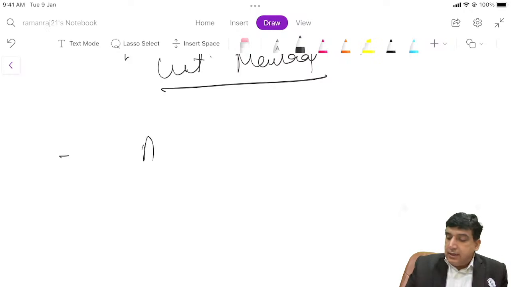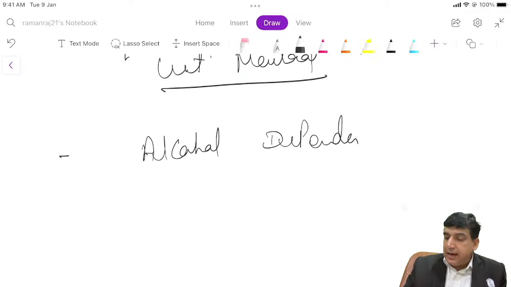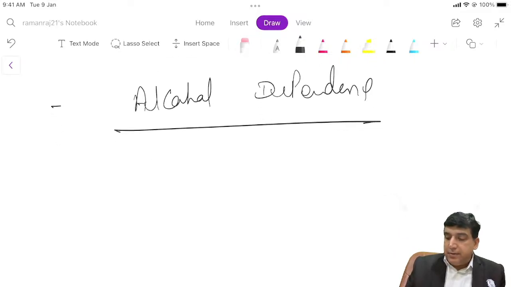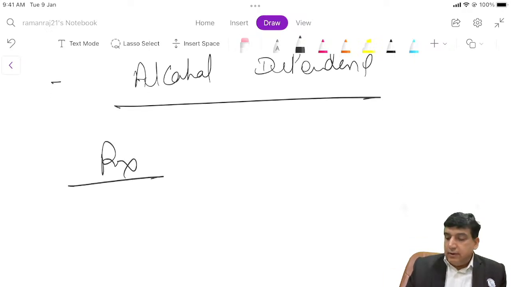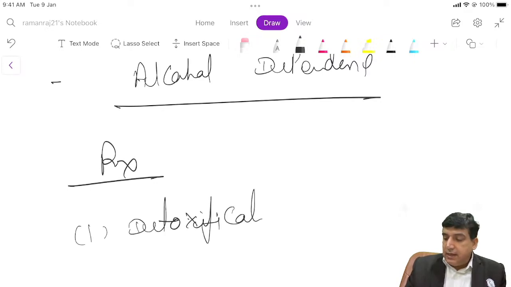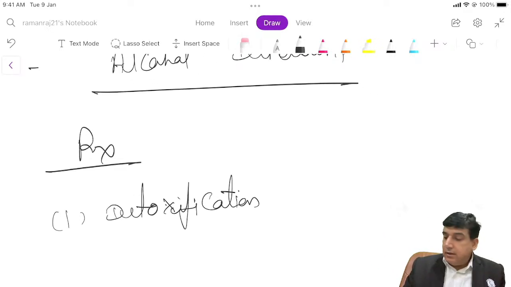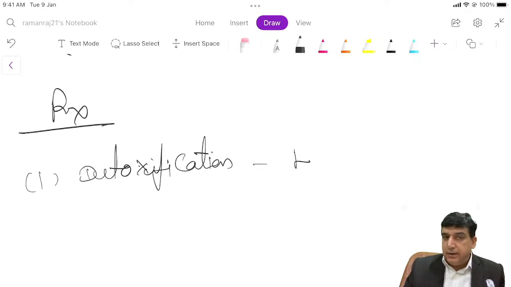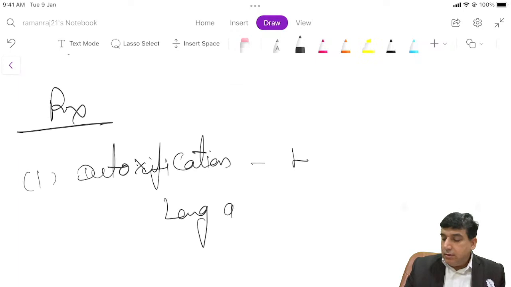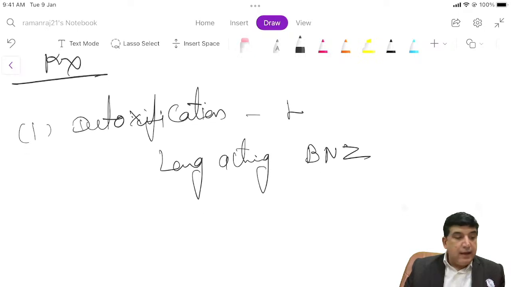In alcohol dependence, patient came to us, patient is fulfilling the criteria of alcohol dependence. We started treatment. In treatment, the first step of alcohol dependence is what? Detoxification. Detoxification, basically we do with what? We do with long acting benzodiazepine. Long acting, they have a long half life, they cover the withdrawal symptom nicely.